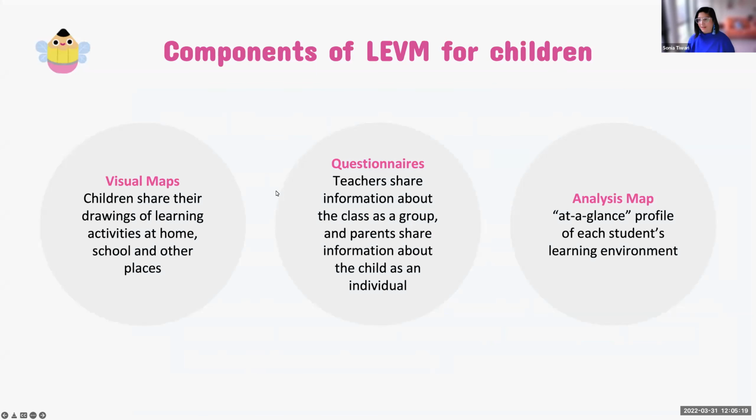The spin on that with the research that I did with my friend Yujin Chu was that we create a visual map, which is the summary of what we are doing in different parts of our lives. There are questionnaires where we ask teachers and parents to share, because children may not themselves express very accurately what kind of learning environments they have. So for children, we also added questionnaires that we need to ask the teachers and parents to get more information. And then an analysis map. And it will all start making sense as we see the example.